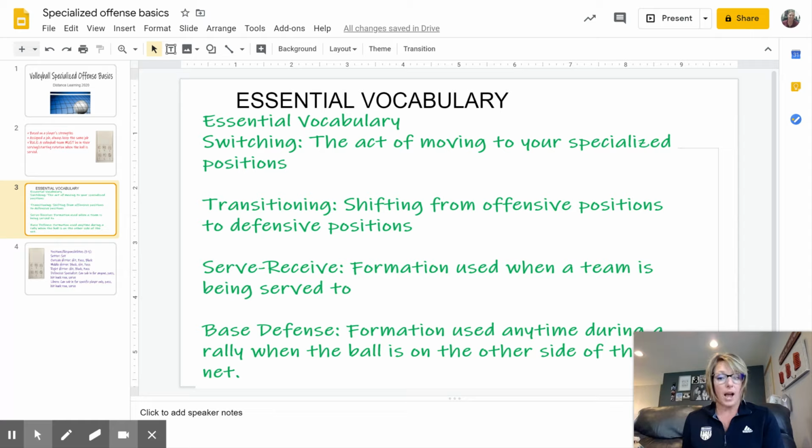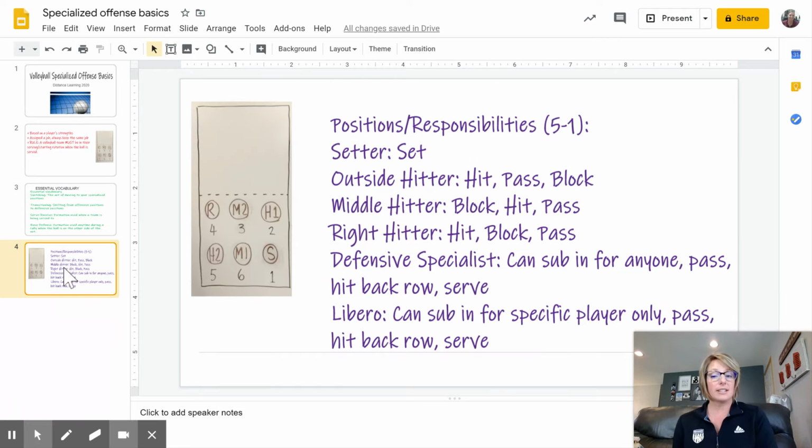Blockers are getting ready to block. Setters are covering a certain part of the court. So it depends on what rotation you're in, but there is always a defensive formation that you must be going to. The last thing I want to talk about is those positions and what your responsibilities are. Remember, in a volleyball offense, that first number stands for the number of hitters, and the second number stands for the number of setters. So you only have one setter in the 5-1. They have a lot of shifting and moving to do.